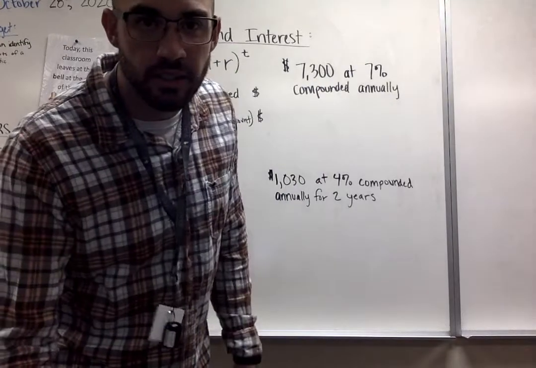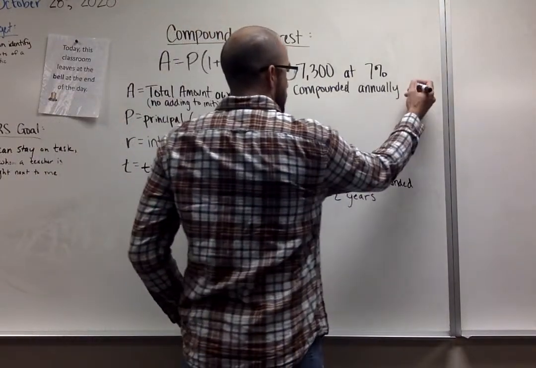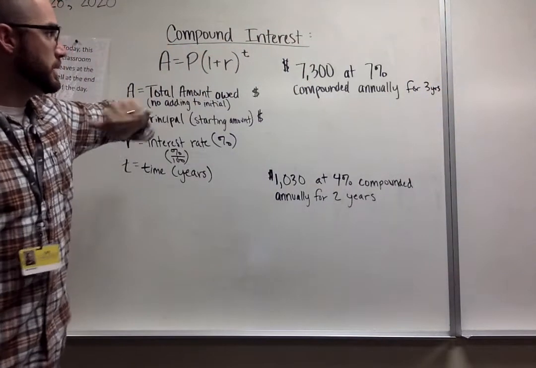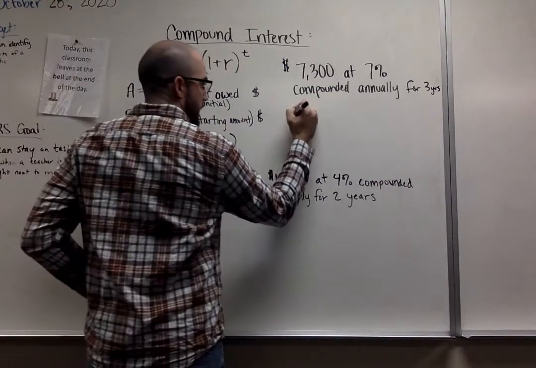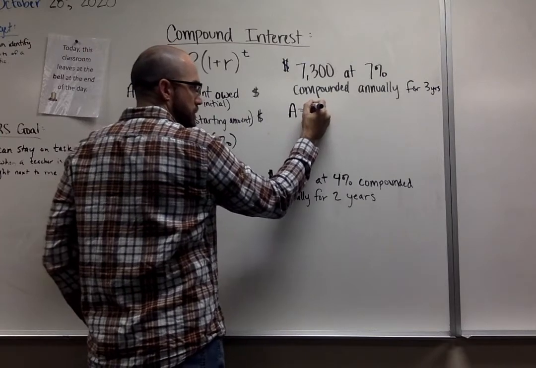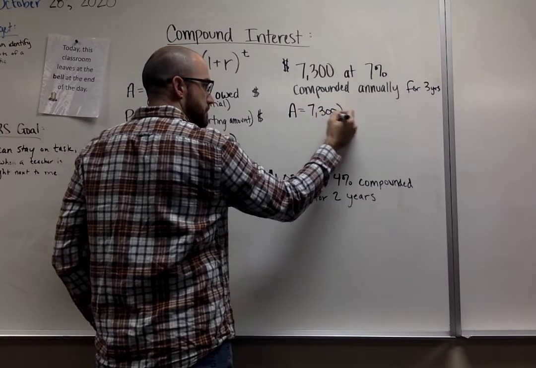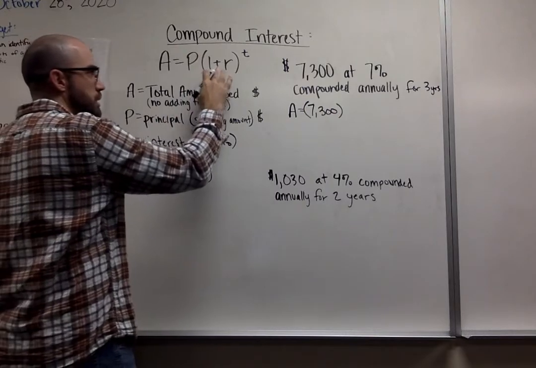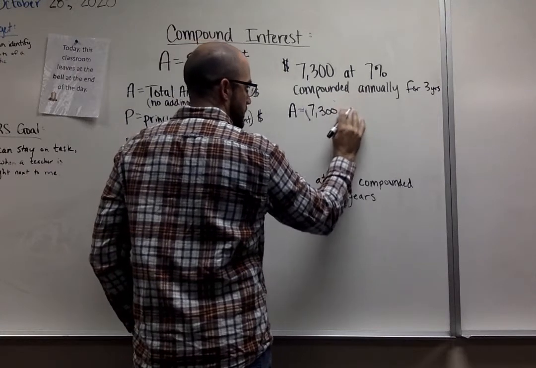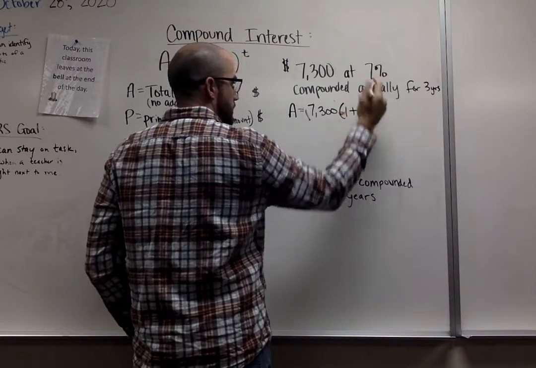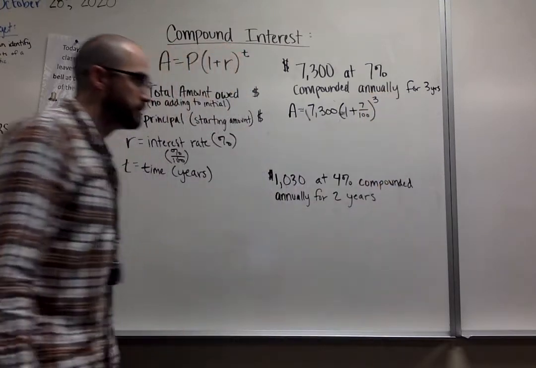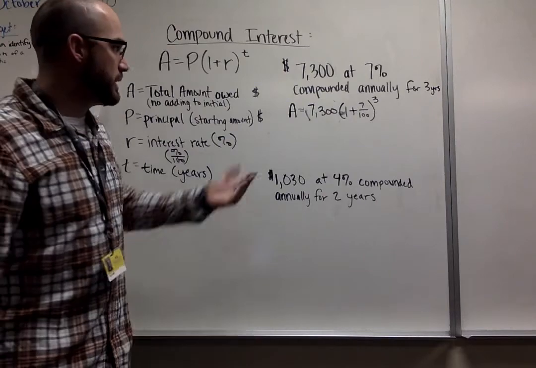Oh, I forgot to put the year on that first one. Compound annually for 3 years. Okay. So if I'm looking at a problem, they're going to give you that initial value. So I'm going to say, all right, I have A, my total amount owed, equals my principal, which is the $7,300. Our formula here says 1 plus whatever our rate is, times, over here, 1 plus whatever our rate was, so 7% over 100, to the third.